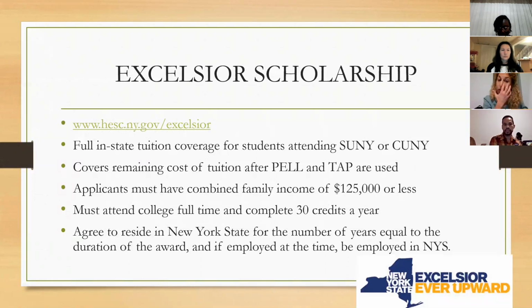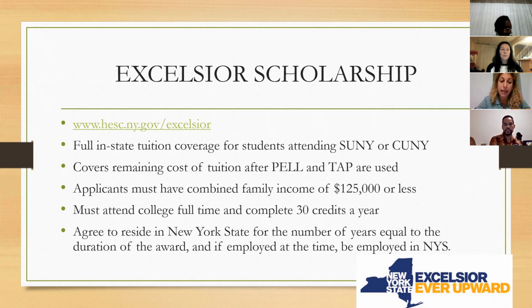So if you don't qualify for the full aid because of your income, this application might be what you need to do. Applicants must have a combined family income of $125,000 or less. So if your family makes $125,000 or less, you can go to a CUNY for free and pay for tuition at a SUNY like Westchester Community College for free. There are some caveats to it. You must attend college full time, and you must complete 30 credits a year.